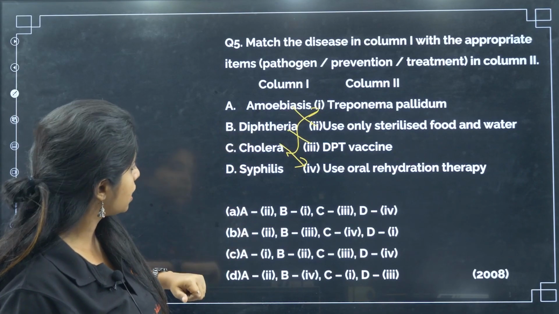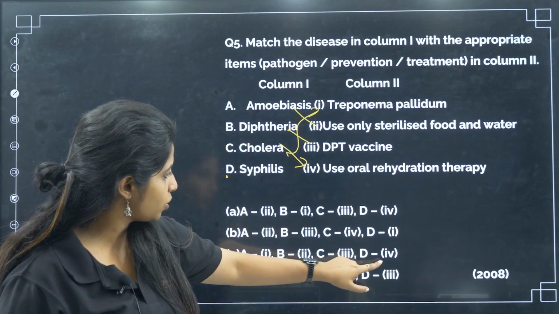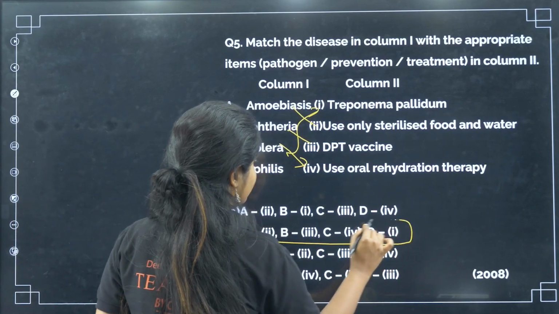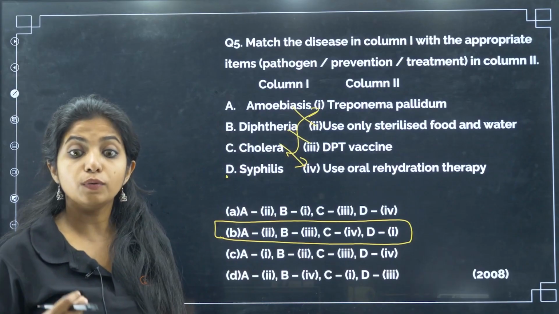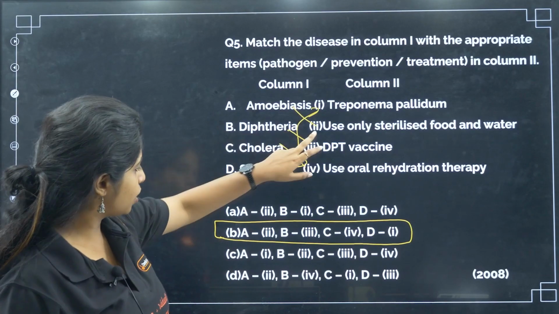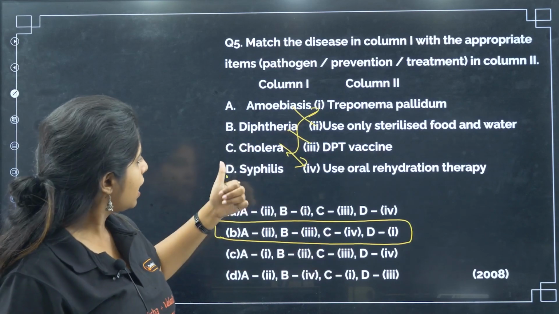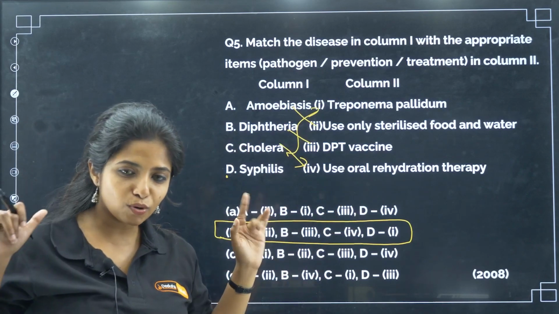I have so many options like that. Let's see D. D goes with 1. How many options like that? 1. And hence I got the answer. This is how we do fast answering. So over here, A goes with 2. B goes with 3. And C goes with 4. And D goes with 1. And that becomes your answer.